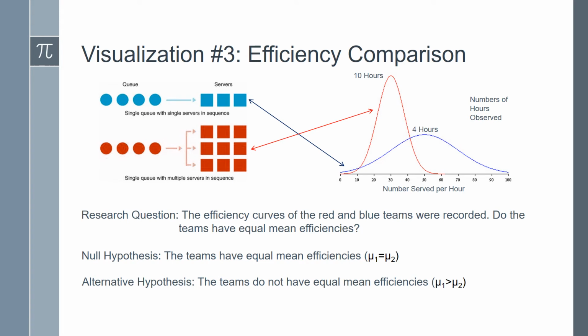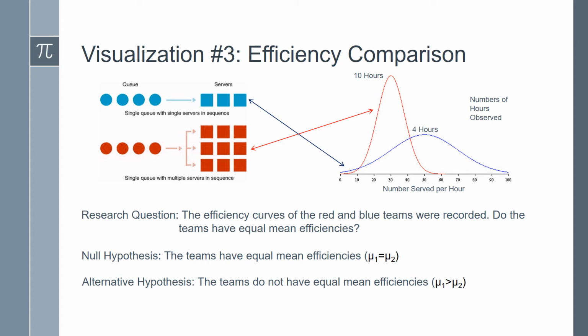The third visualization that we have is the efficiency comparison. As we see the two comparisons here, we look at the red and the blue. On the x-axis we see the number served per hour, and the y is the number of hours observed. The research question is, the efficiency curves of the red and blue teams were recorded. Do the teams have equal mean efficiencies?